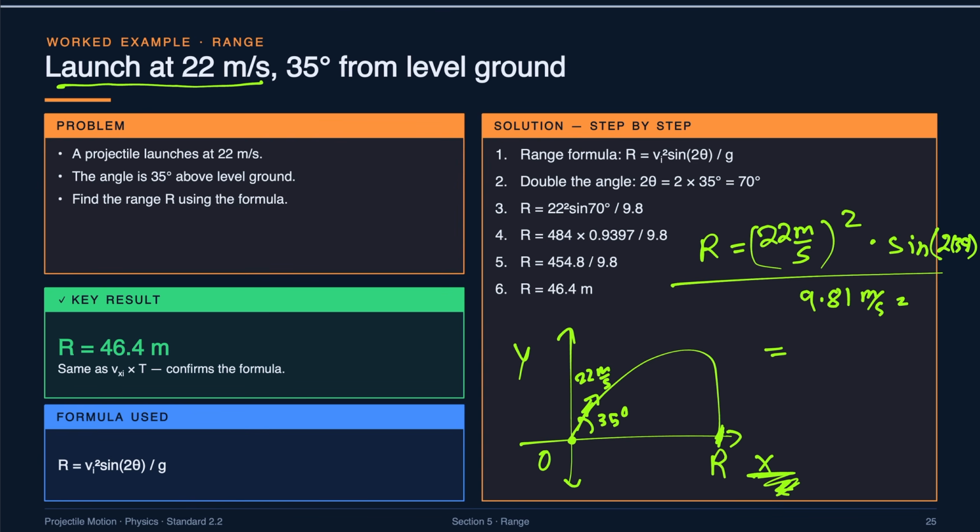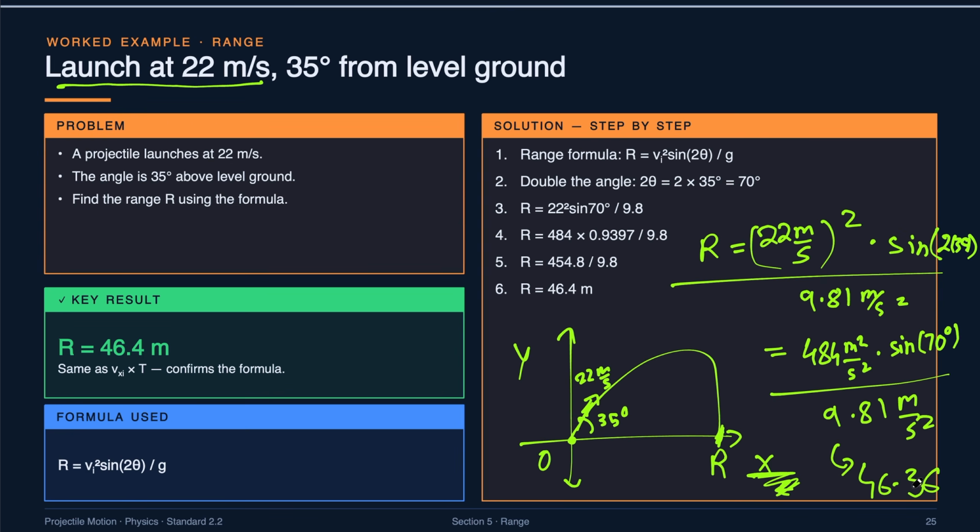So it becomes, if you square the 22, 484 meters squared per second squared times sine of 70 degrees over 9.81, in other words, meters per second squared as well. So you can understand the units become meters. 484 divided by 9.81, and that whole thing times sine of 70 degrees, which should get you around 46.36, or 46.4 meters.